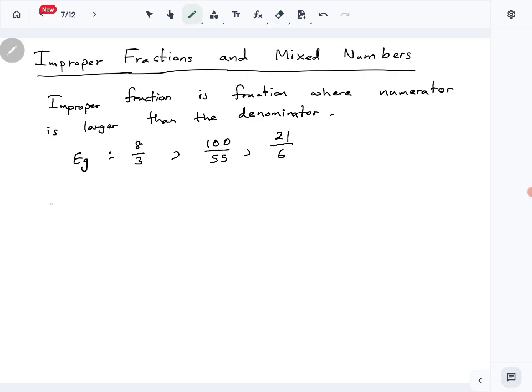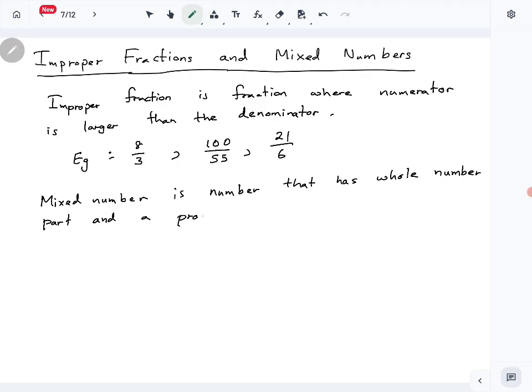Then what is a mixed number? A mixed number is a number that has a whole number part. So it has a whole number part and a proper fraction part.